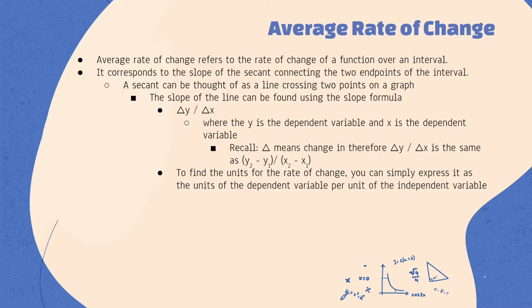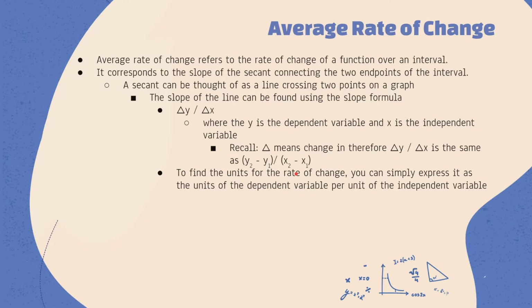Again, from grade 9, we learned that the slope of a line can be found using the slope formula, which was delta y over delta x, where y is the dependent variable and x is the independent variable. Recall that that triangle just means change in, so therefore delta y and delta x is just the change in y divided by change of x, and changes are simply the last value minus the first value, and so we get y2 minus y1 divided by x2 minus x1.